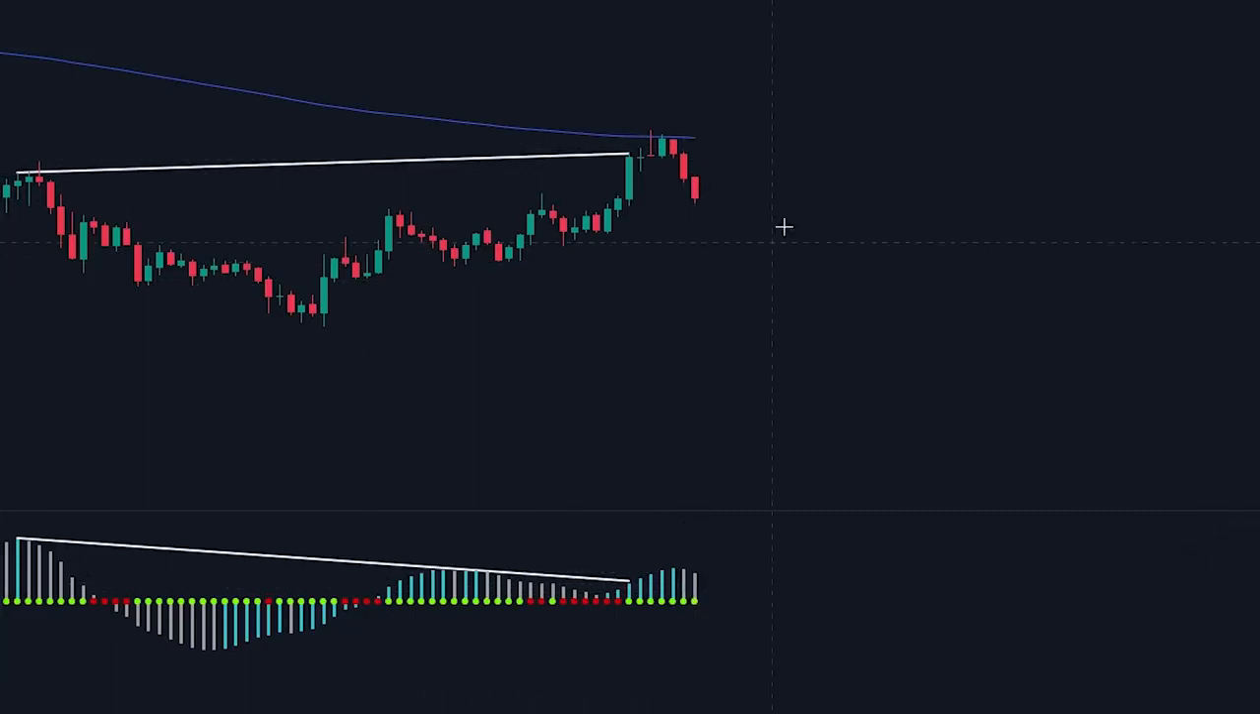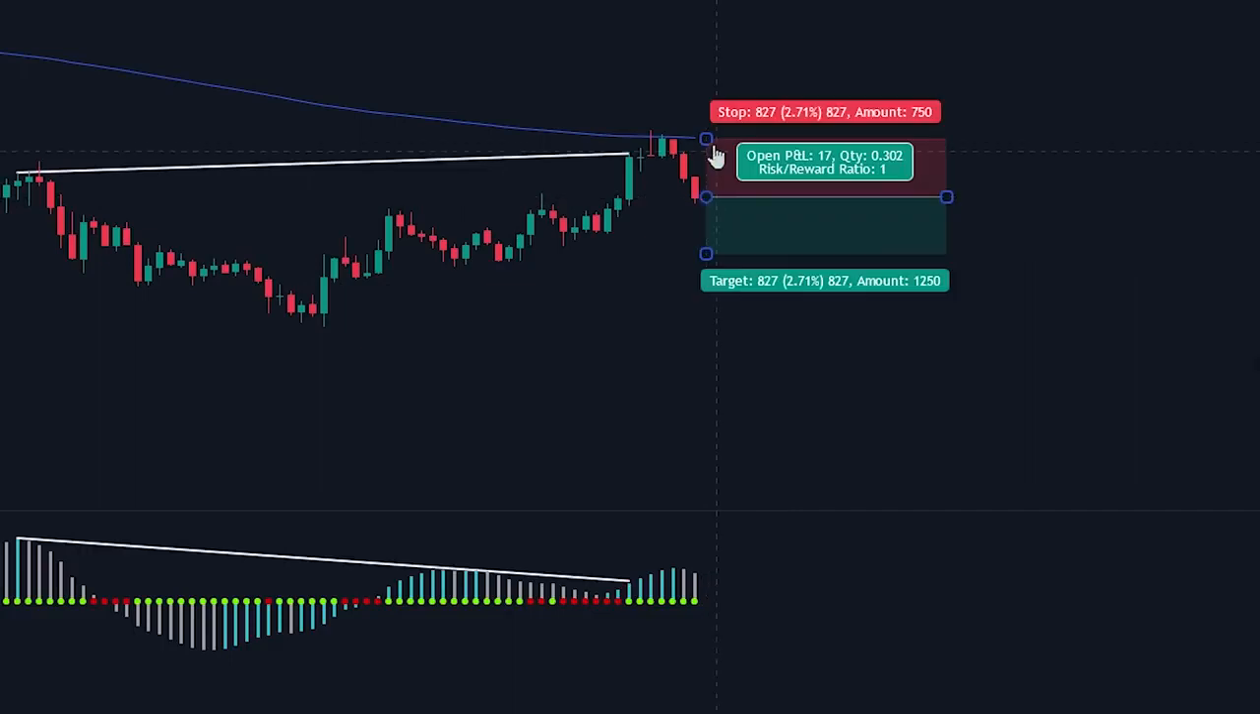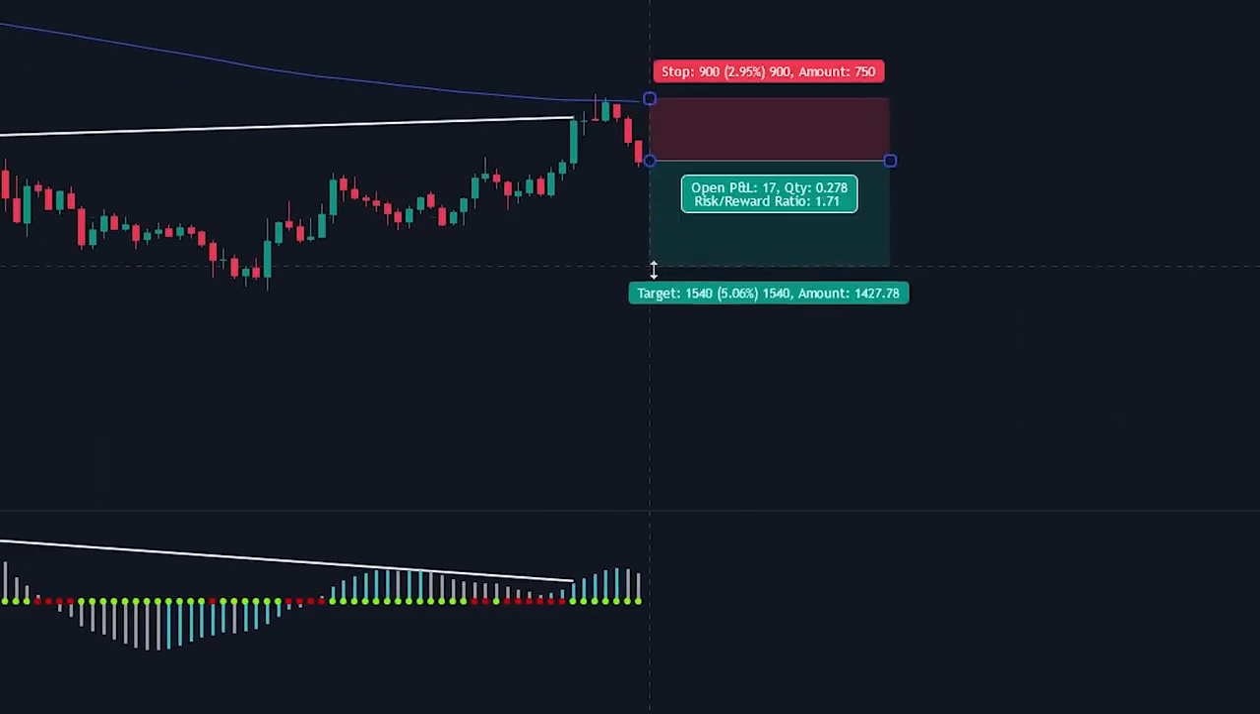We will be placing the stop loss at the recent swing high. For the take profit, we will be targeting a recent swing low, making sure to have at least a 1.5 times risk to reward ratio. Now let's see how the trade plays out.